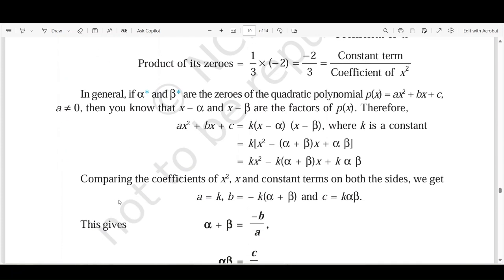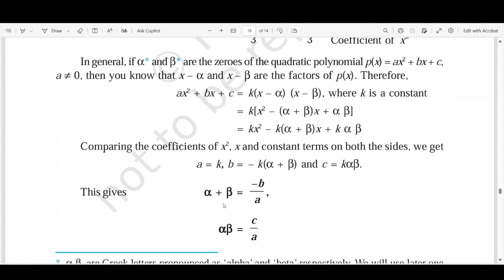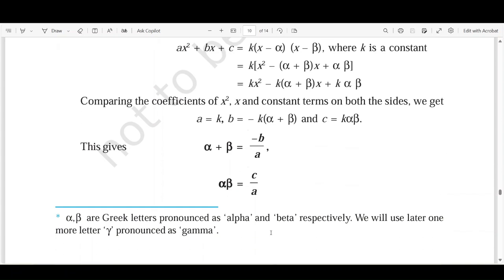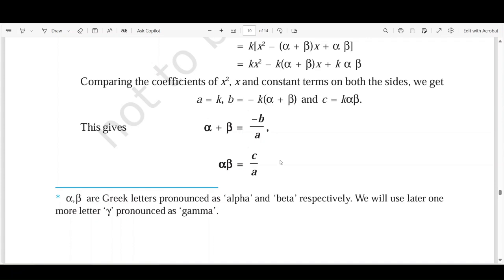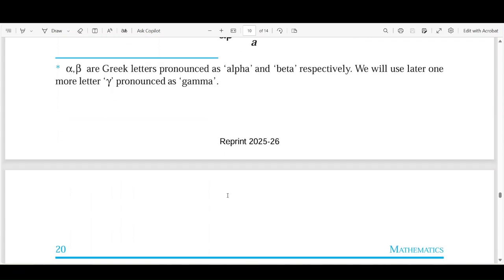So in general, if alpha and beta are the zeros of the quadratic polynomial ax square plus bx plus c with the condition a not equal to 0, and if we have the factors for the polynomial to be x minus alpha and x minus beta, then alpha plus beta will be equal to minus b by a, and alpha beta will be equal to c by a. It should be noted so that we can solve the problems using this idea.